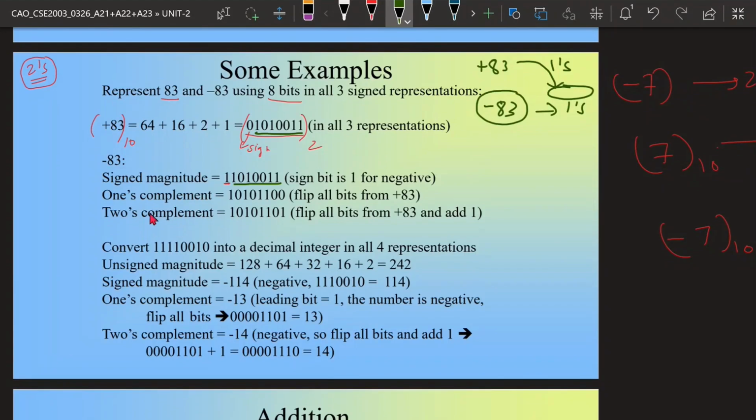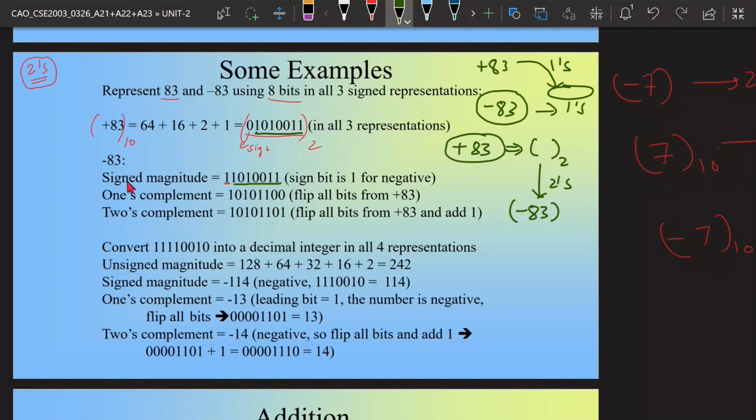Similarly, in the case of 2's complement representation, if we want to represent minus 83 in 2's complement, first we represent plus 83 in binary, and then we take the 2's complement. After taking the 2's complement, whatever number comes out will be minus 83. So this is the basic method we will follow for representing a number in the different signed representations. So there are three representations.